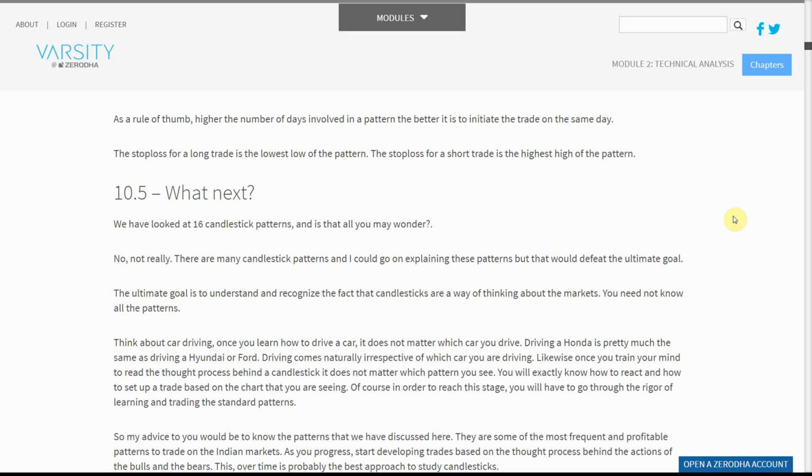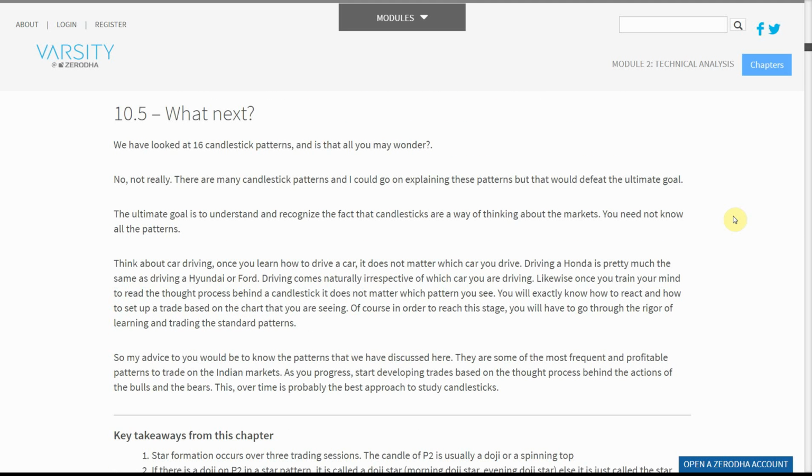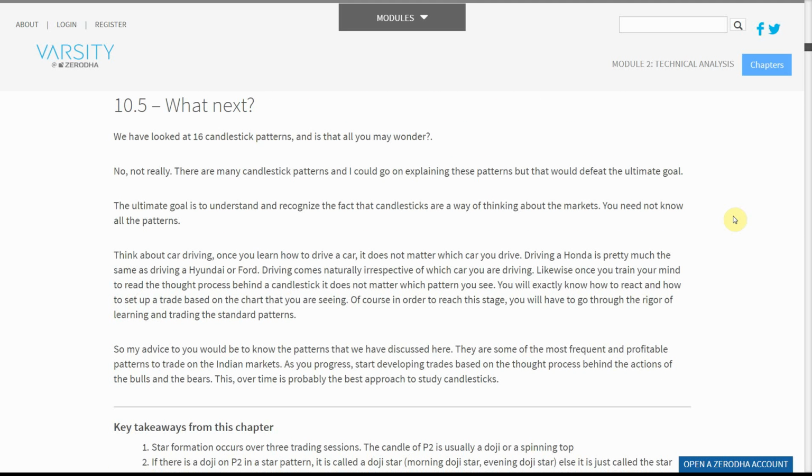10.5 What next? We have looked at 16 candlestick patterns. And is that all, you may wonder? No, not really. There are many candlestick patterns, and I could go on explaining these patterns, but that would defeat the ultimate goal. The ultimate goal is to understand and recognize the fact that candlesticks are a way of thinking about the markets. You need not know all the patterns.